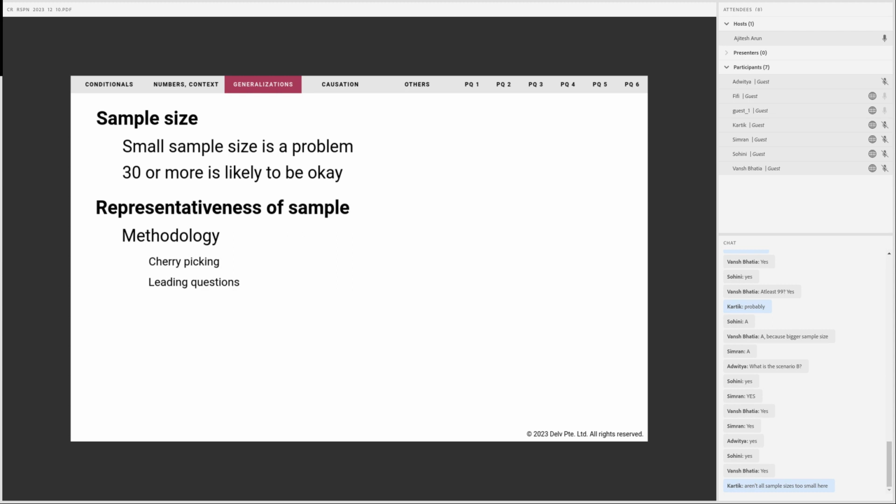Another problem could be something like leading questions. If somebody at the end of, let's say, a movie asks you, after watching this amazing award winning Oscar nominated movie, what do you think about the performances of the leading actors, right? That's a leading question, right? They're already making you think in a particular way. So methodology may be flawed.